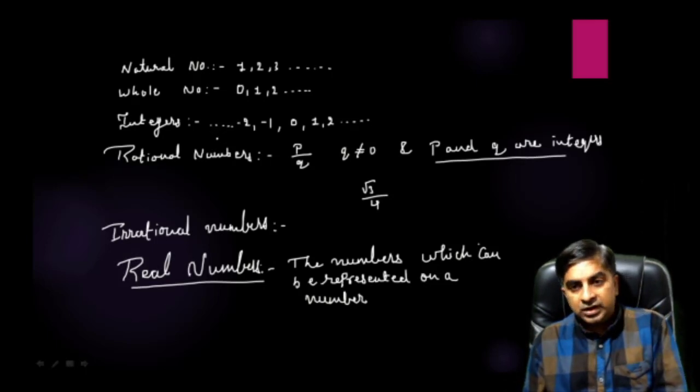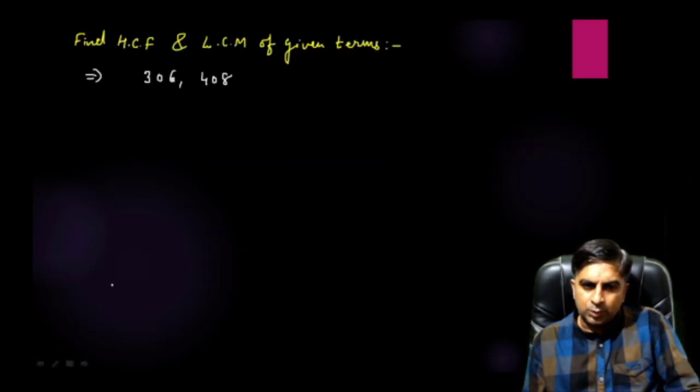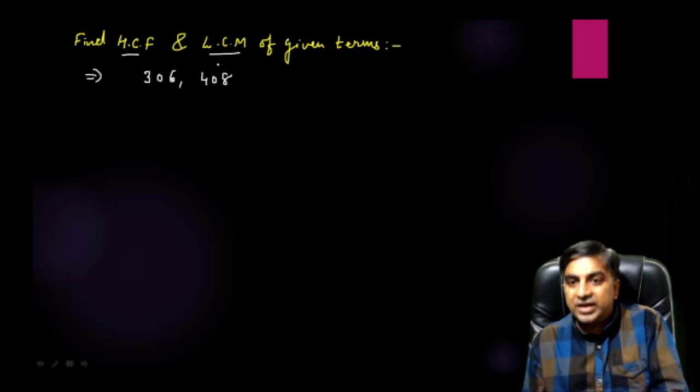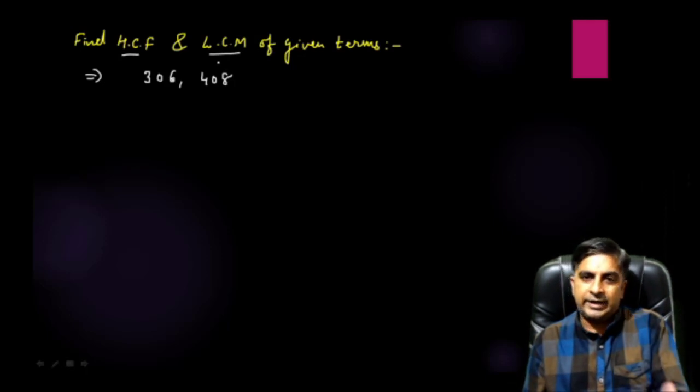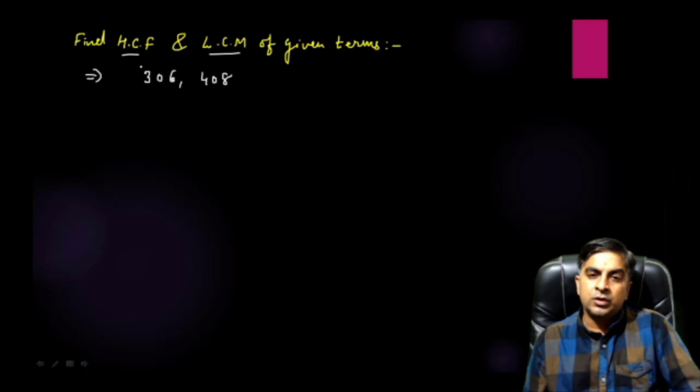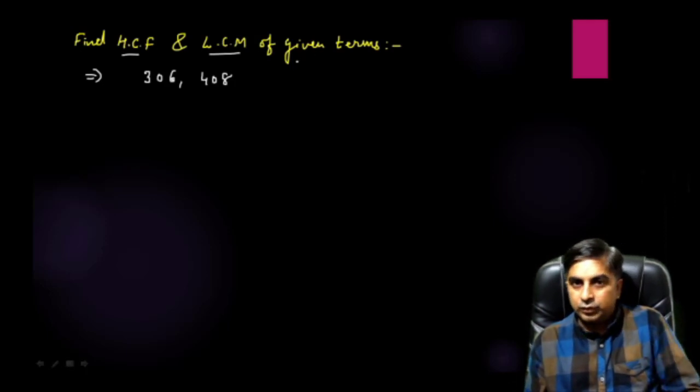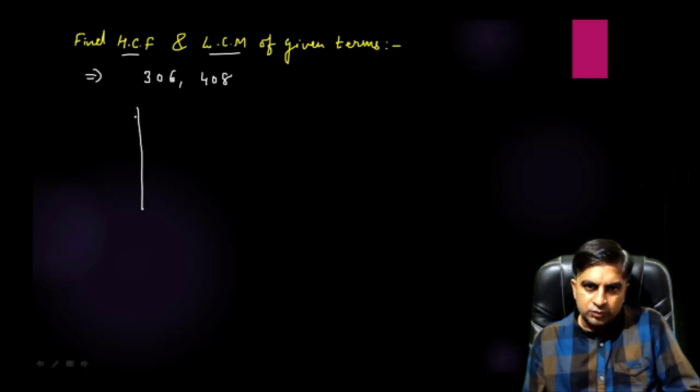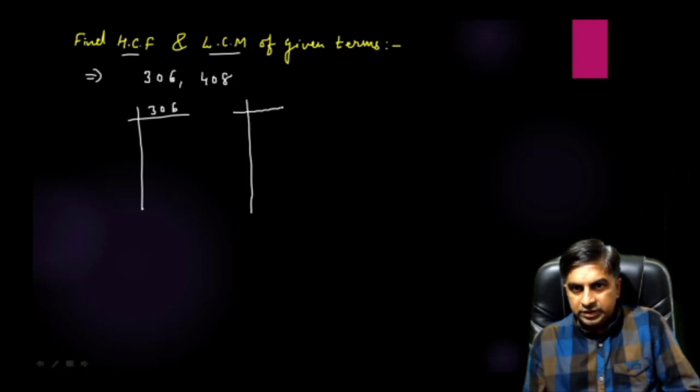Okay guys, now let us go towards the questions. In this chapter, if you want to predict which type of questions are going to come, I can directly tell you that one MCQ will be related to HCF and LCM. So please do it properly, guys. Here we need to find out the HCF and LCM. Euclid's division lemma is removed, so we are not going to use that. We have to find the HCF of these two by the prime factorization method only.